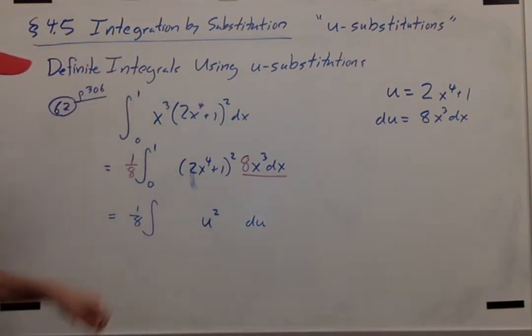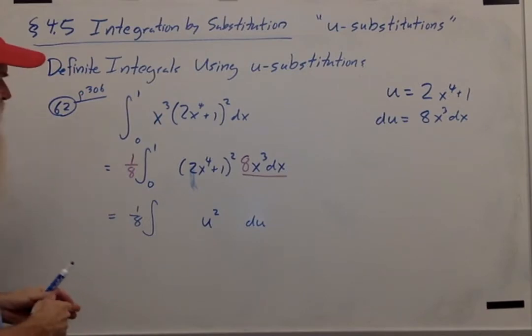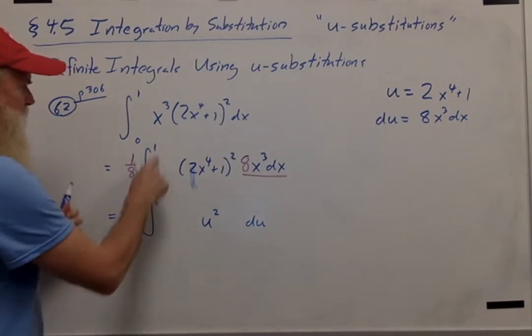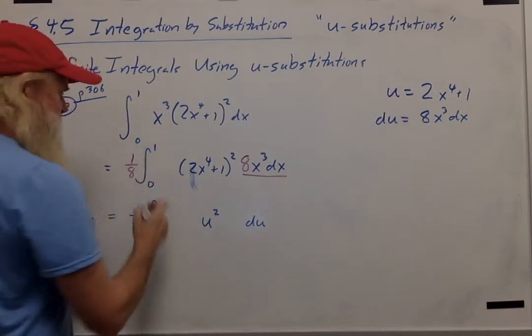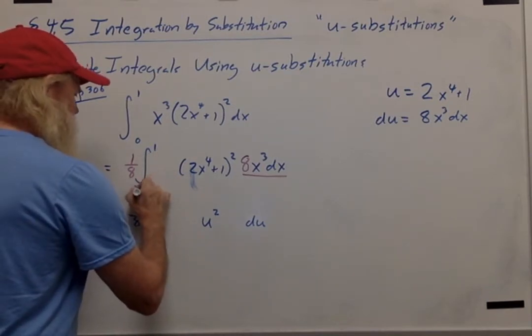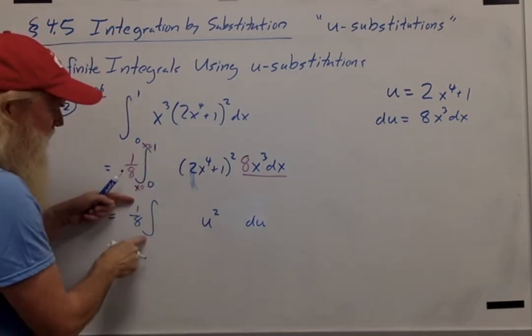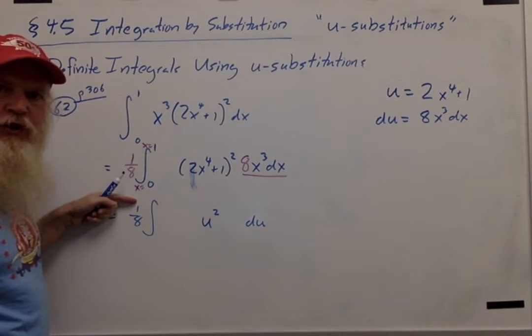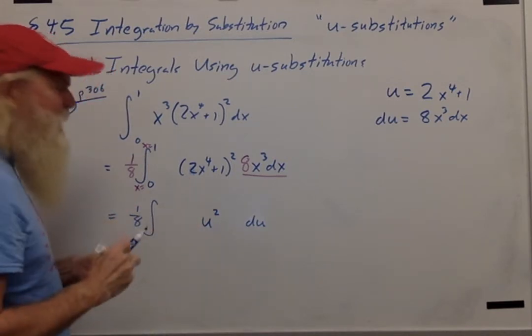But hold on. We need to figure out what the new bounds are. Even though I haven't been writing it down, in this integral, we're integrating from 0 to 1 on the x-axis. So in other words, we're going from x equals 0 to x equals 1. Down here, I need the bounds for u. Those might be different from the bounds for x. Let's find out.